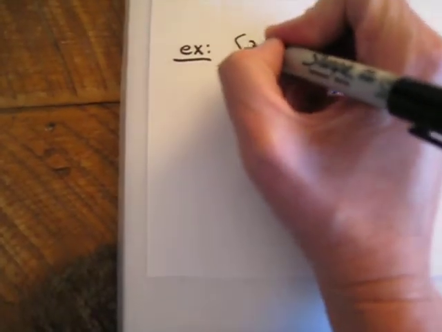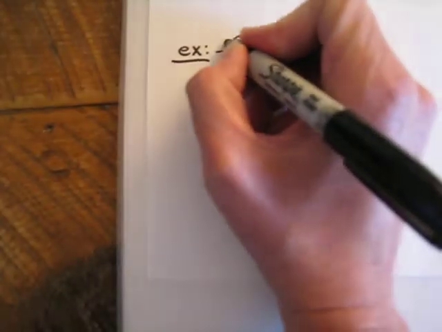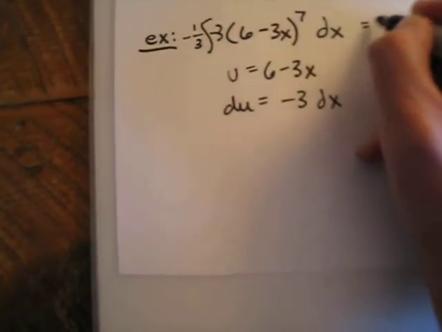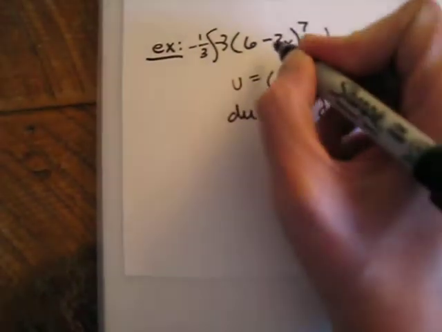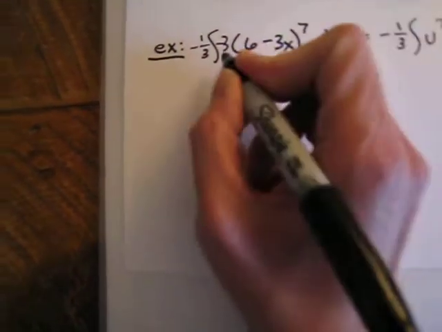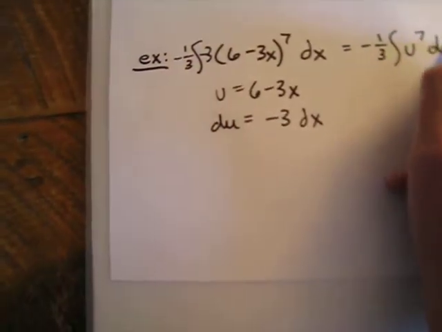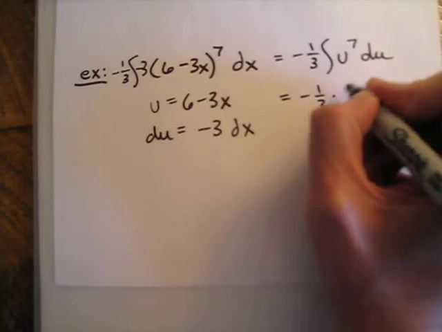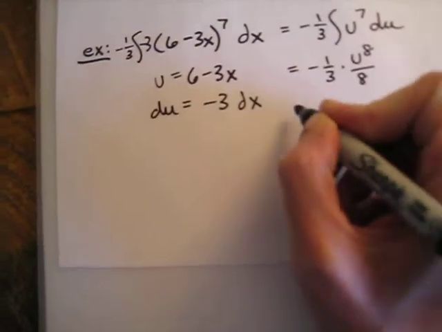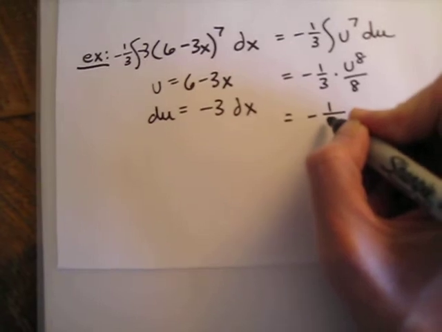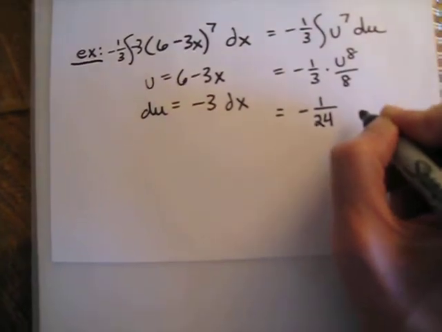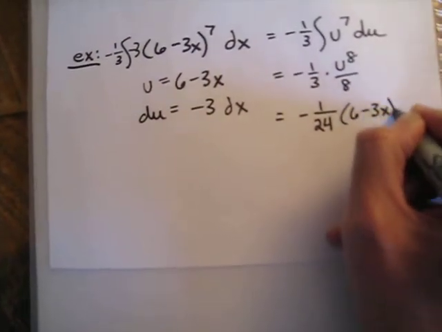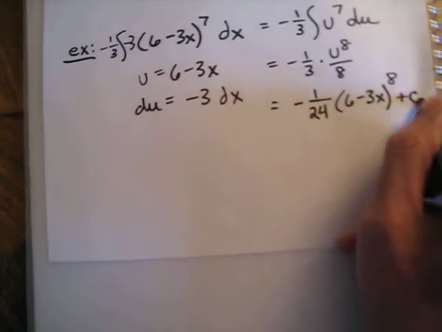And so I'm going to insert a negative 3, which means up front I insert a negative 1/3. I call those fudge factors. So now we have negative 1/3 integral u to the 7th, and then negative 3 dx becomes du. We make that replacement. Now we can do power rules, so negative 1/3 u to the 8th over 8. Go ahead and multiply the fractions to get negative 1/24. Then you have u to the 8th, but now let's go ahead and put 6 minus 3x back in for the u to the 8th plus c.